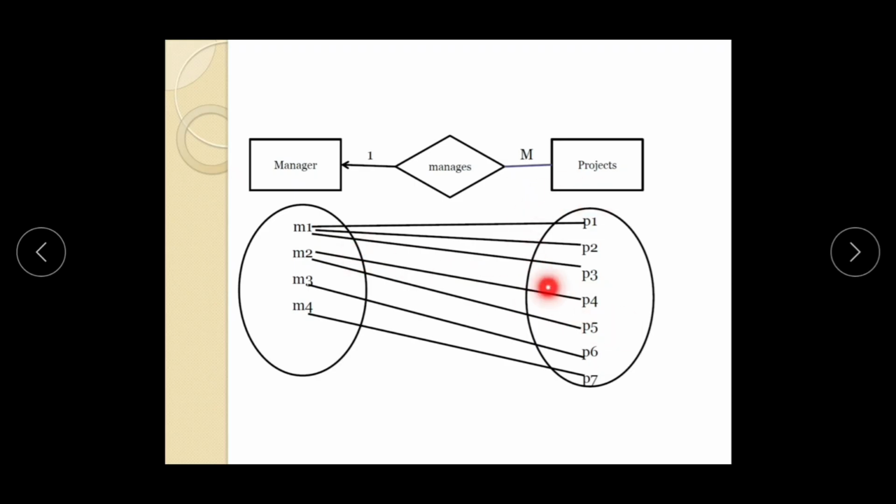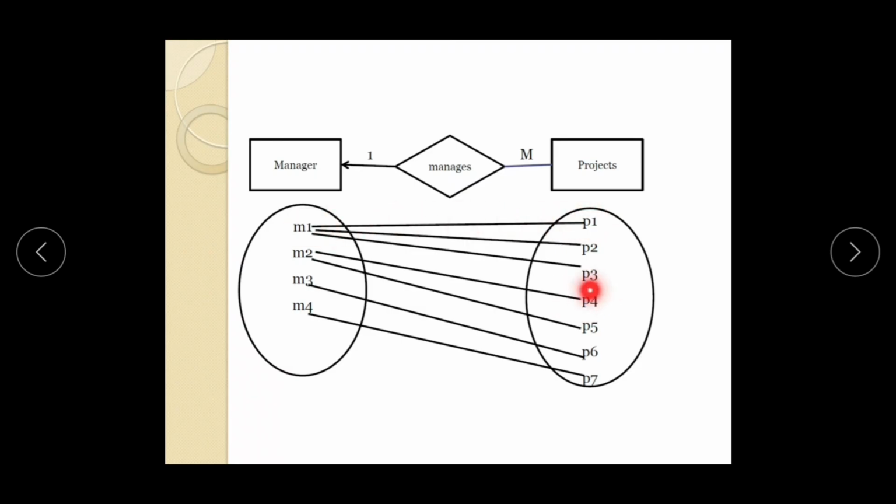In the reverse fashion, we can say that a single project is managed by only a single manager. Is it right? Yes, a single project is managed only by a single manager. For example, P1 is managed only by the manager M1. P1 is not managed by M2, M3 or M4. P1 is managed only by M1.